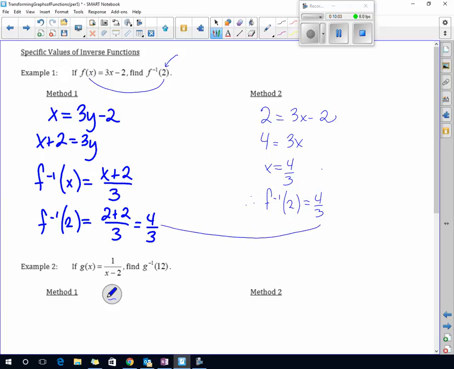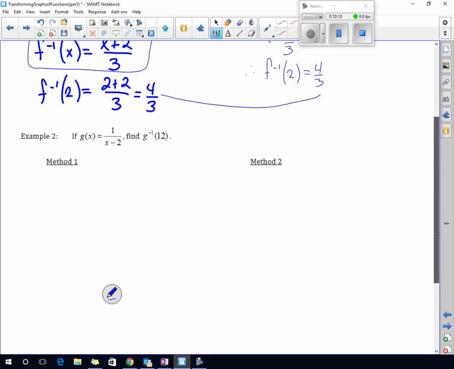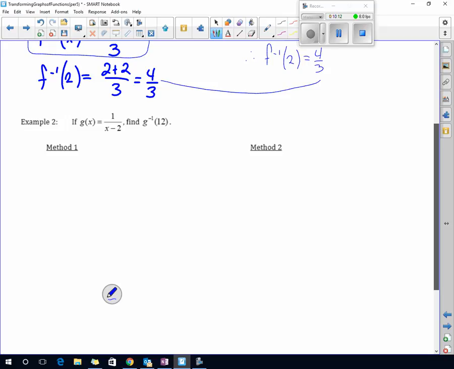So x equals 1 over y minus 2. Somewhere where we learned cross multiplying. So we do a little switcheroo. So we get y minus 2 equals 1 over x. And then the inverse, of course, would be adding 2, so 1 over x plus 2. So if I want to find g inverse at 12, it would be 1 over 12 plus 2, which is 2 and 1/12, which is 25 over 12.